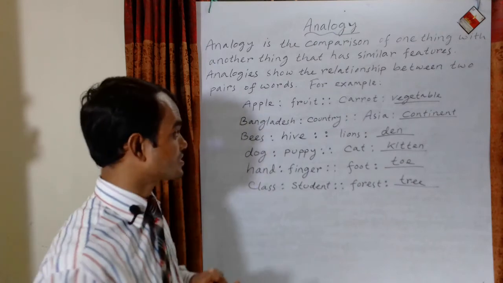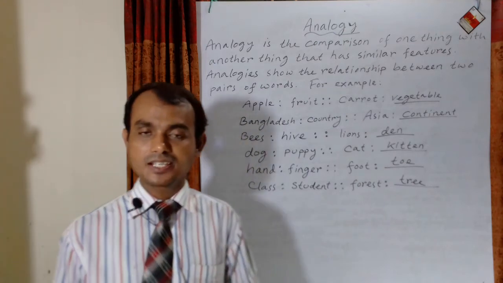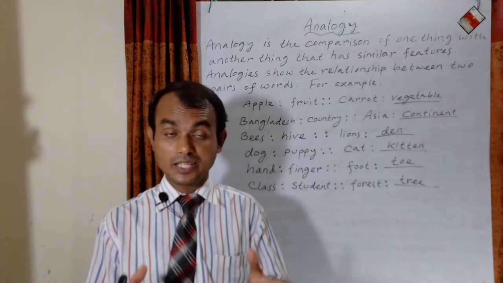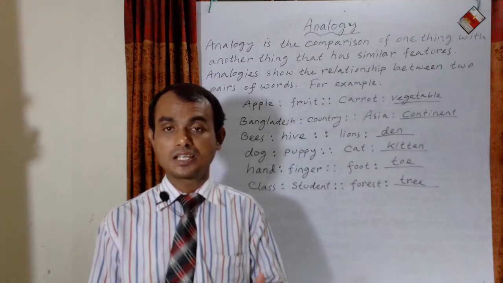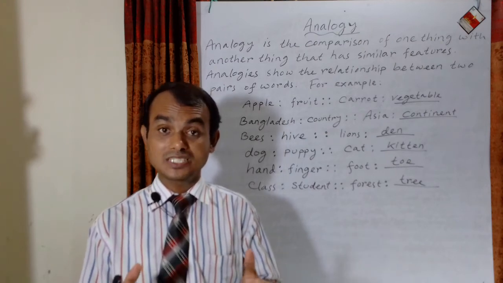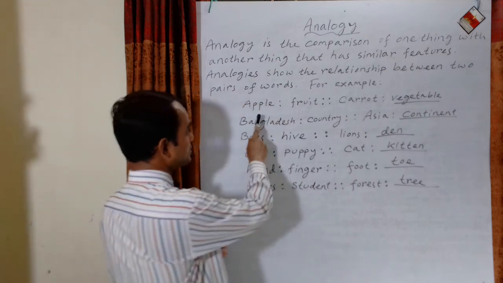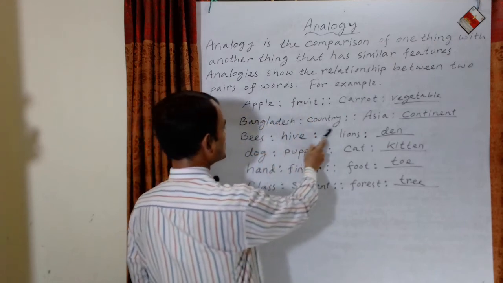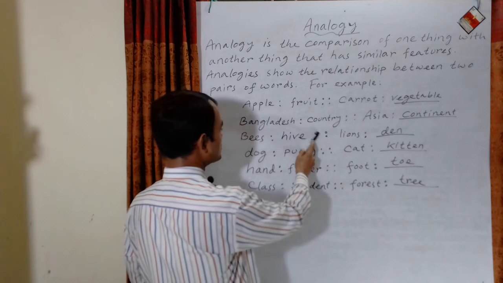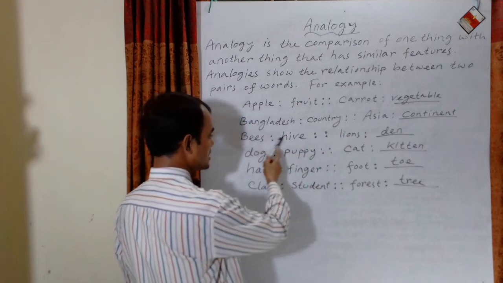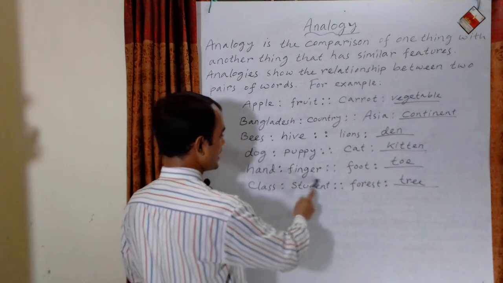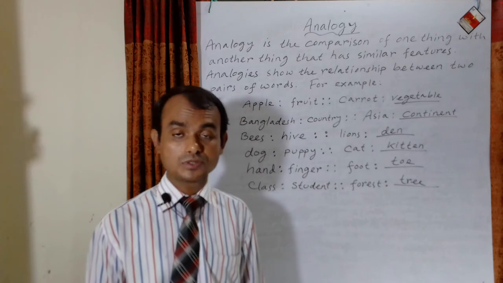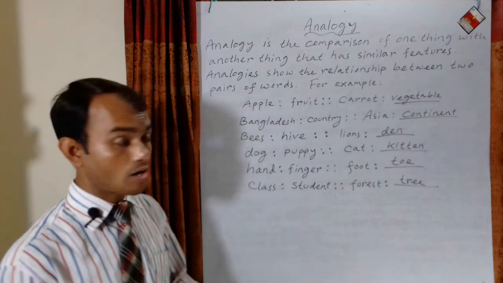Dear students, the main technique is you have to find out the relationship between those two things which are given. The relationship between apple and fruit. The relationship between Bangladesh and country. The relationship between bees and hive. In the same way, dog and puppy, hand and finger, class and student. Then you will be able to find out the completed analogy.